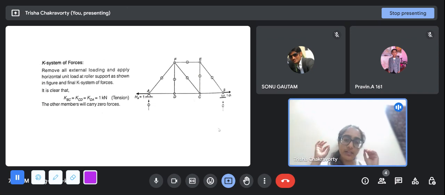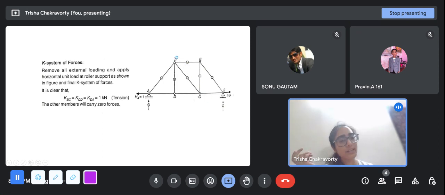So if at a node you encounter two members meeting at 90 degrees, both have to be zero force members. They cannot contain any force. So if this does not contain any force, then you look at this member. At this joint there are two collinear members and one non-collinear member, this CF, so that will also carry no force. And since AF and FC both don't carry forces, at joint F again the same thing as with E happens. There are two members.